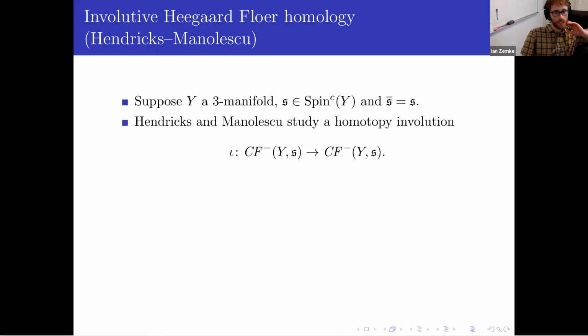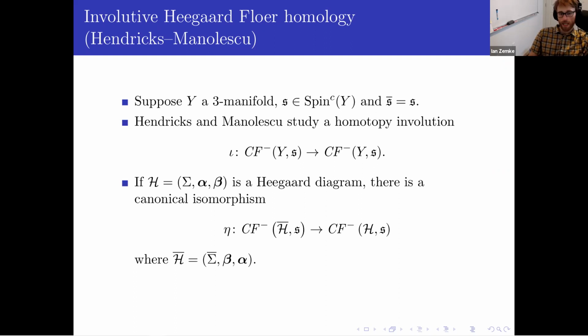So there's this homotopy involution on the ordinary Heegaard Floer complexes that Hendricks and Manolescu studied, if you have a self-conjugate spin C structure, and they call it iota. And there's a way to describe this. Basically, if you take a Heegaard diagram, there's this canonical conjugate Heegaard diagram, which is basically the same surface, but you change the orientation of the surface. And then you just leave the alphas and betas the same. But if you think about it, their role in the whole picture has switched. The alpha handlebody, now you should call it the beta handlebody. So we indicate that by switching the ordering of alpha and beta.